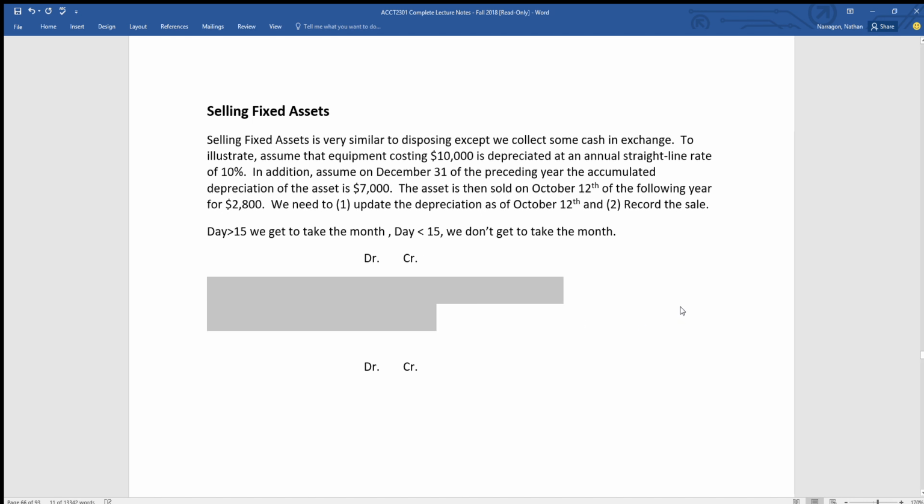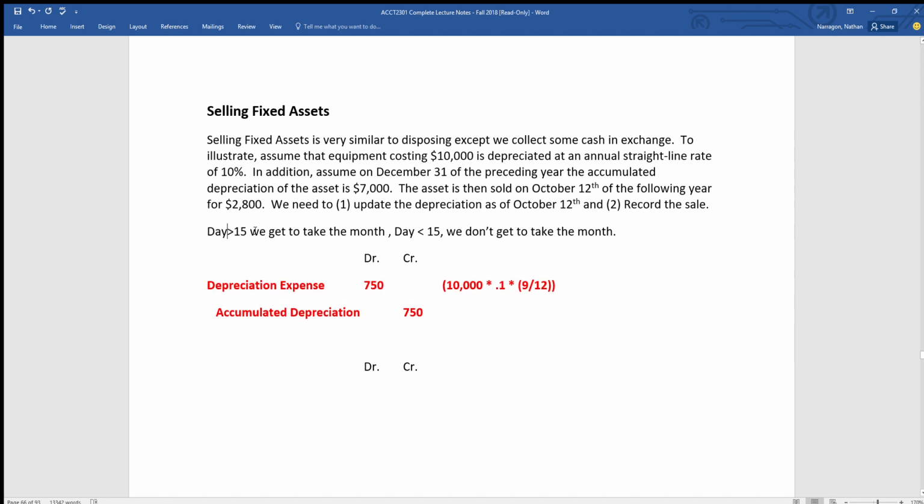So again, we get to do our depreciation, so 750, and that's going to be our initial cost times our rate times 9/12. Again, we're only allowed to take 9 months. If this was on October 16th or 17th, we actually get to take 10/12. So dates are very important. I would tell you to write that down so you can always check on that.